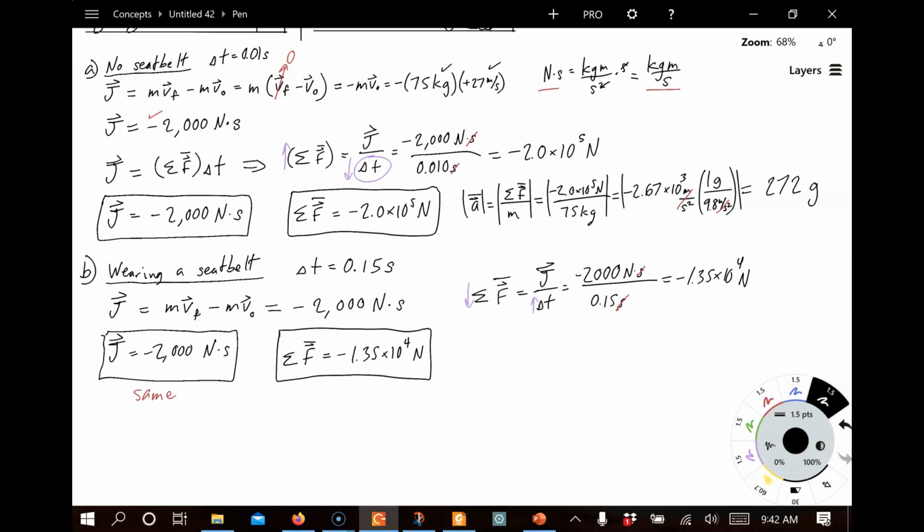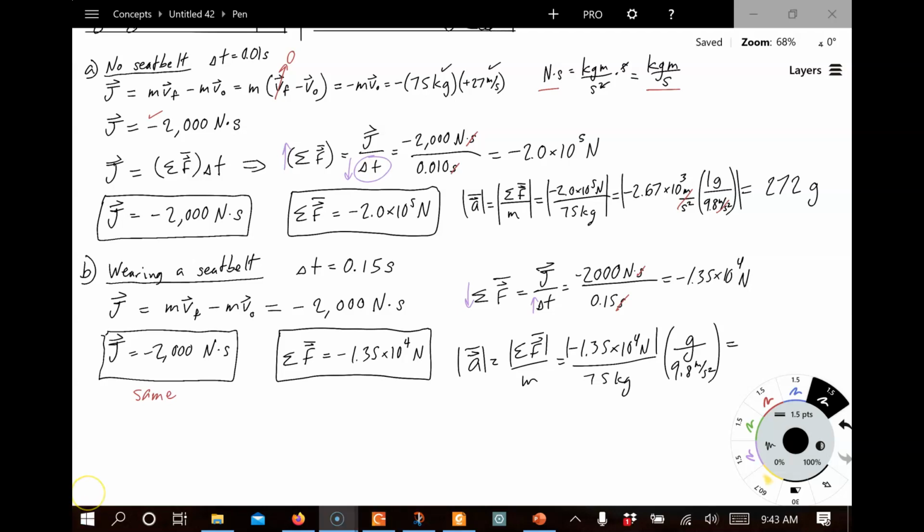It's going to be the same thing. A average equal to the average net force divided by the mass. In this case we got a lower value, minus 1.35 times 10 to the 4th newtons divided by 75 kilograms. And let's go ahead and do our conversion to g's right away here. So 1 g is equal to 9.8 meters per second squared, and we'll see how many g's we get here. This one comes out to about 18 g.